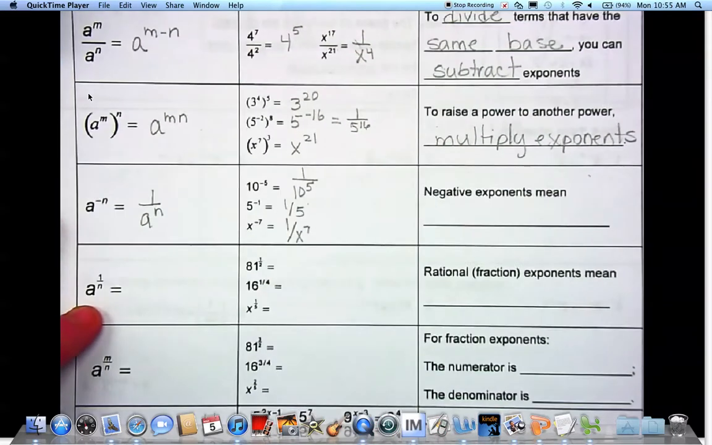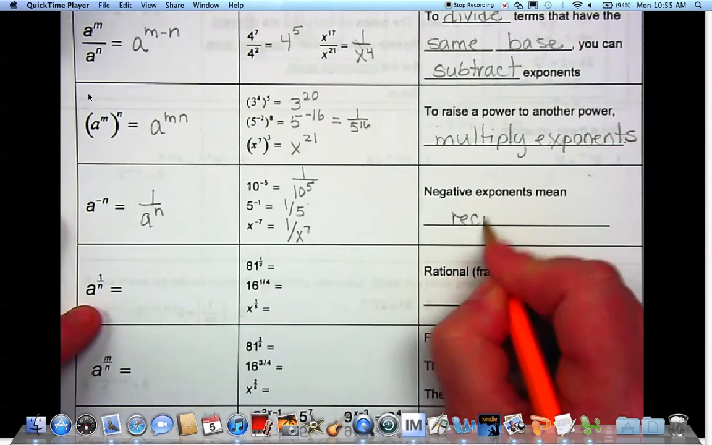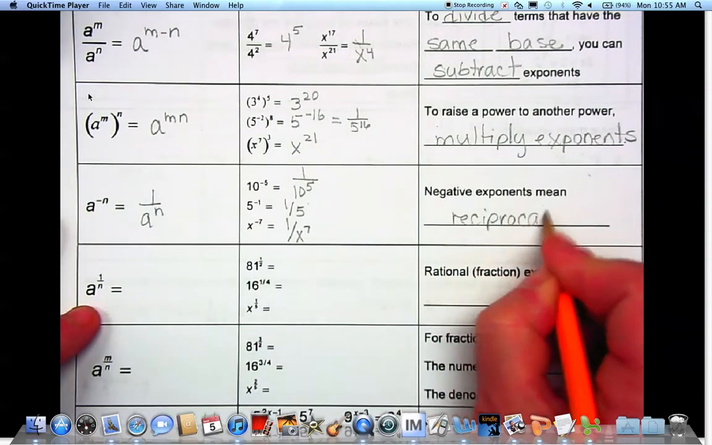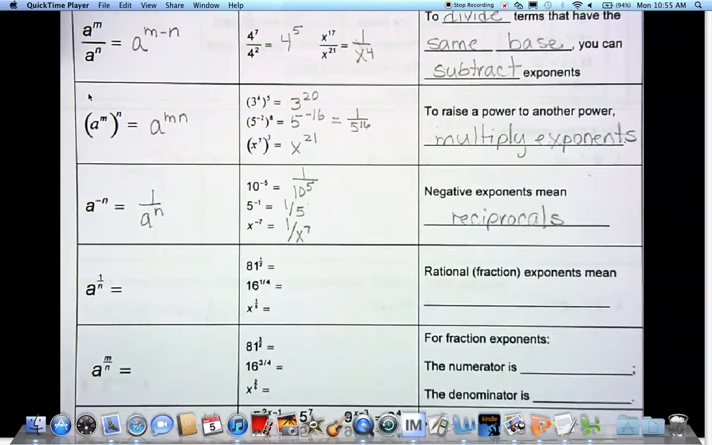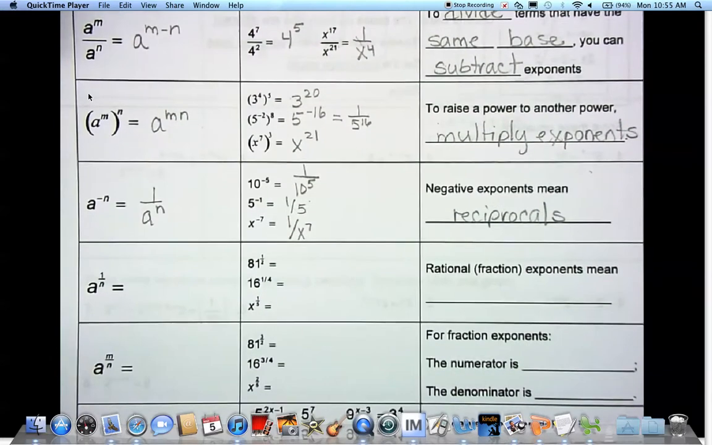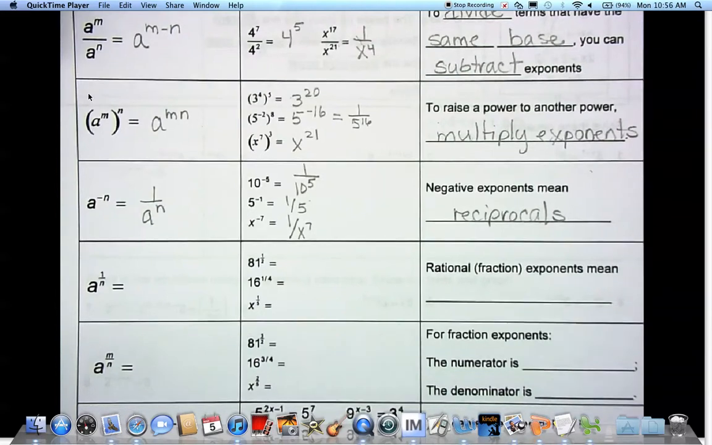So negative exponents mean reciprocals or fractions. We're going to put reciprocals. It's where you flip it. Okay. So if it's in the bottom, you move it to the top. If it's in the top, you move it to the bottom.